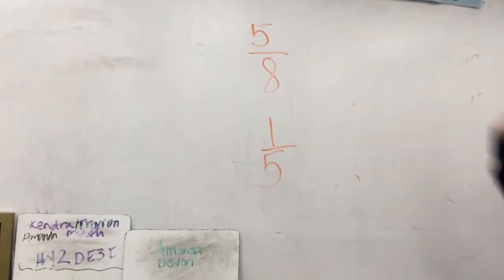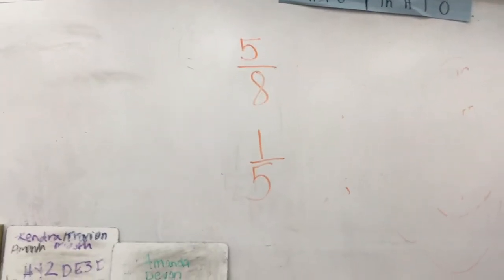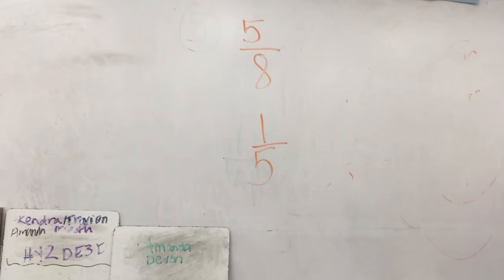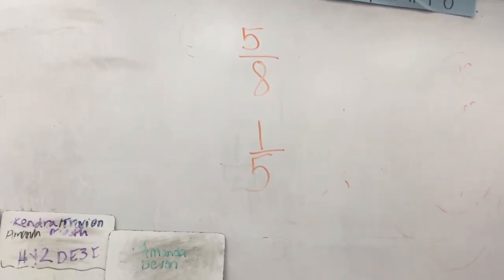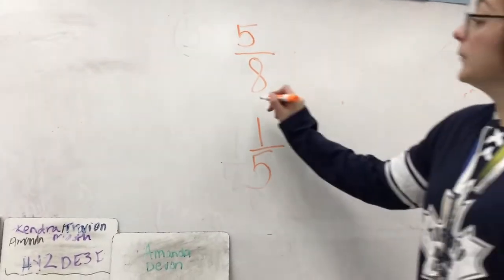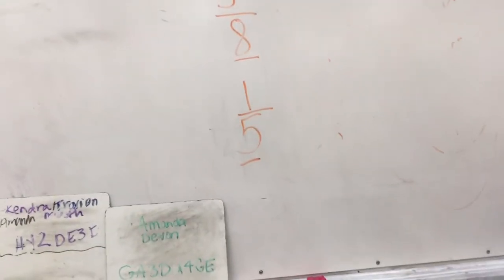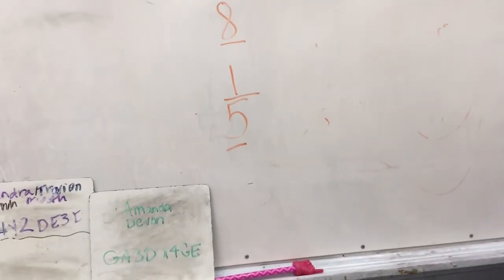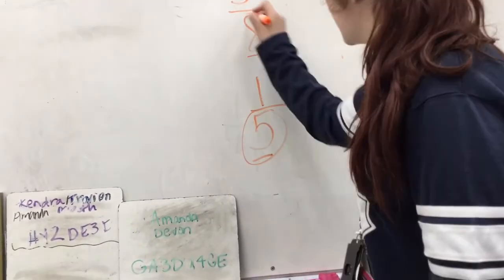Alright, we have our two fractions here, 5/8 and 1/5. You are trying to find simply just what the least common denominator and the equivalent fractions are. So, I'm going to look at my 8 and my 5 because those are my denominators. My what? Denominators. And if it makes it easier for you, you can circle your denominators.